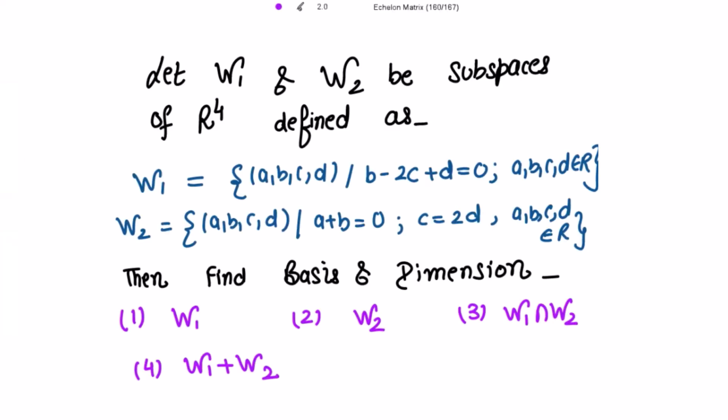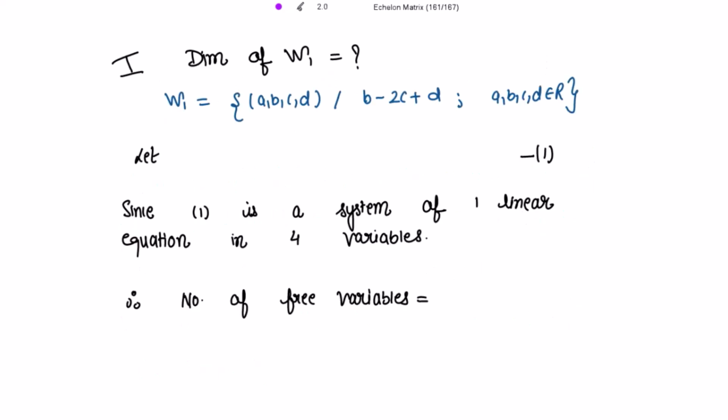Very important question for the basis and dimension. Let W1 and W2 be the subspaces of four-dimensional vector space R^4, which are defined as these. Then we need to find the basis and dimension of W1, W2, their intersection, and the sum of the subspaces. So let's move on to W1.